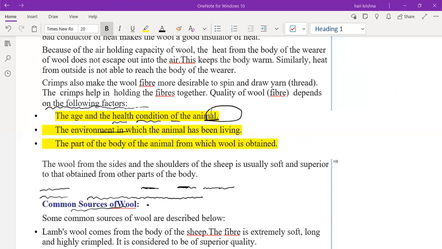They cut the fleece in summer only? It is called the shearing process, not the cutting process. Shearing is the removal of the fleece from the body of the animals. They do it before the summer season, so that the animal can survive in the hot climate. If they remove the fleece in the winter season, it cannot survive in the cold environment.